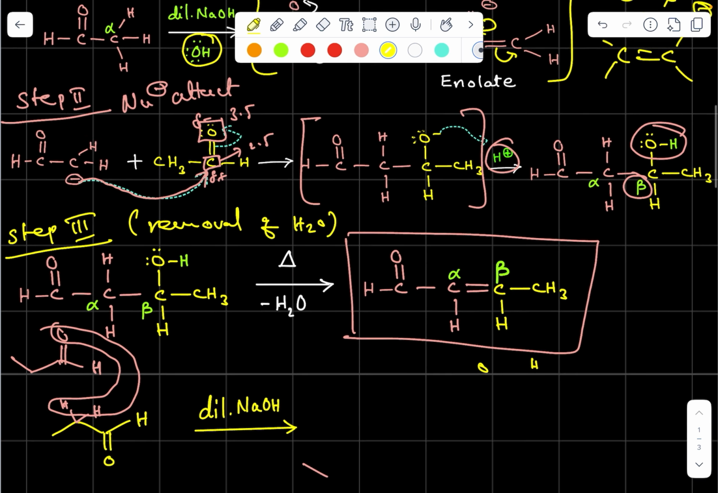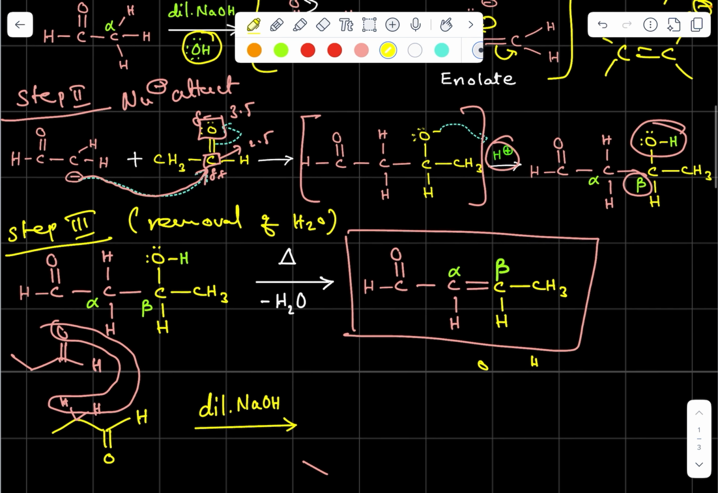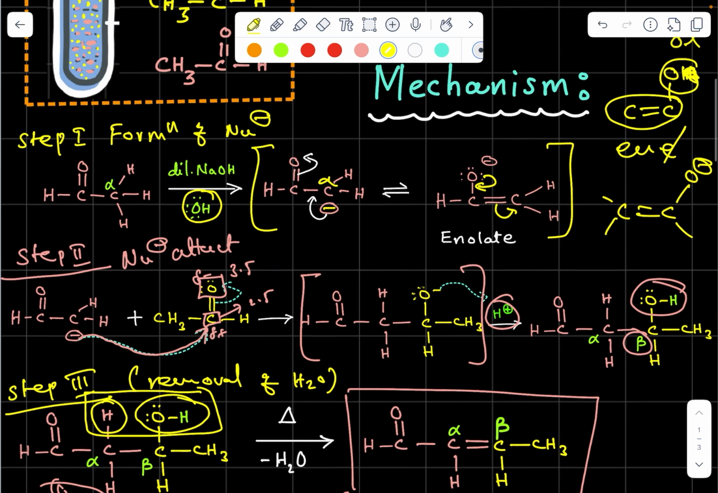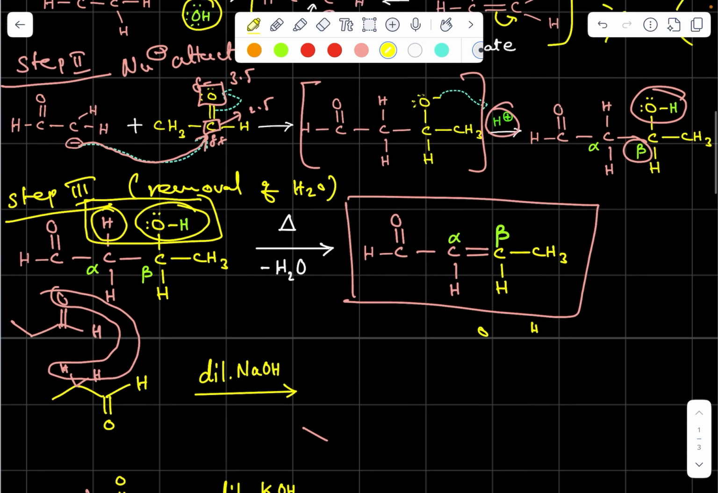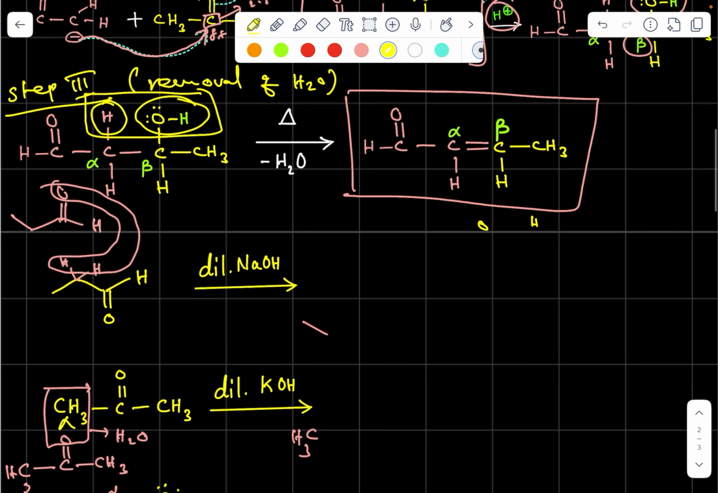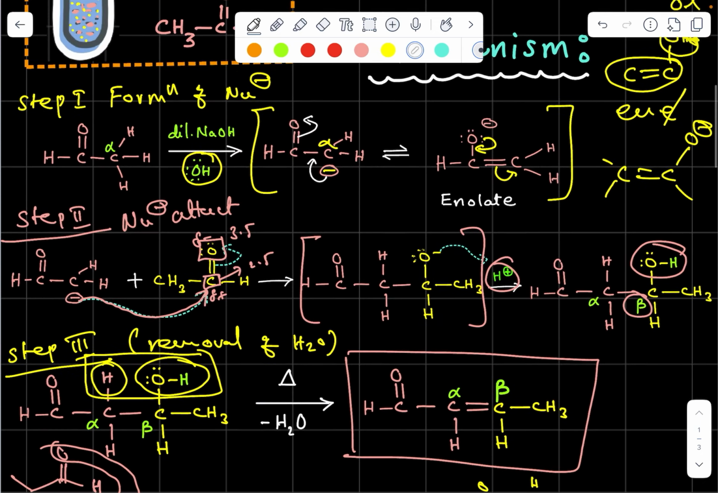Once I allow the heating process, now what will happen? The alpha hydrogen is removed and the beta-position hydroxyl is removed. As a result, between the alpha and beta I will get the double bond. So this is the method we need to identify the aldol condensation reaction product. But now I give a simple trick idea. What is the shortcut?